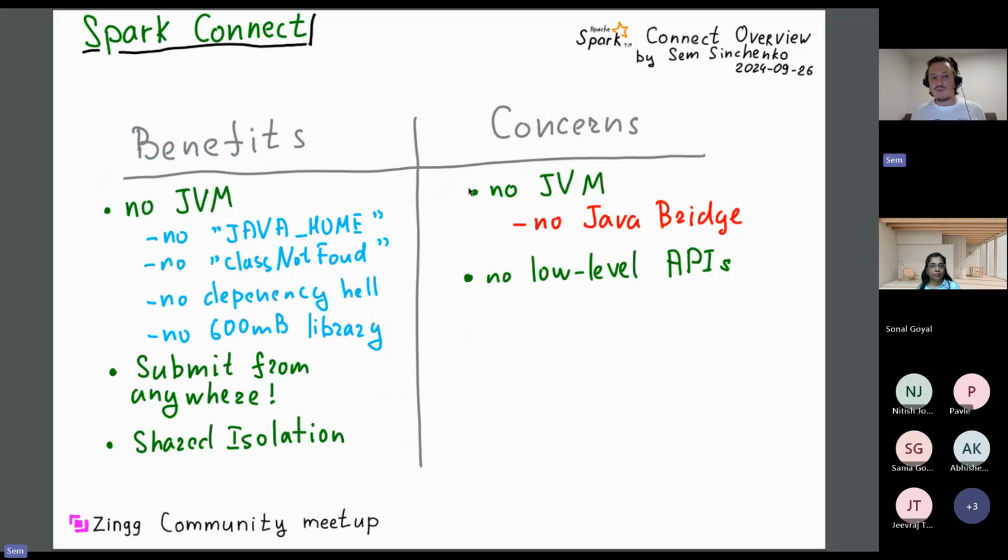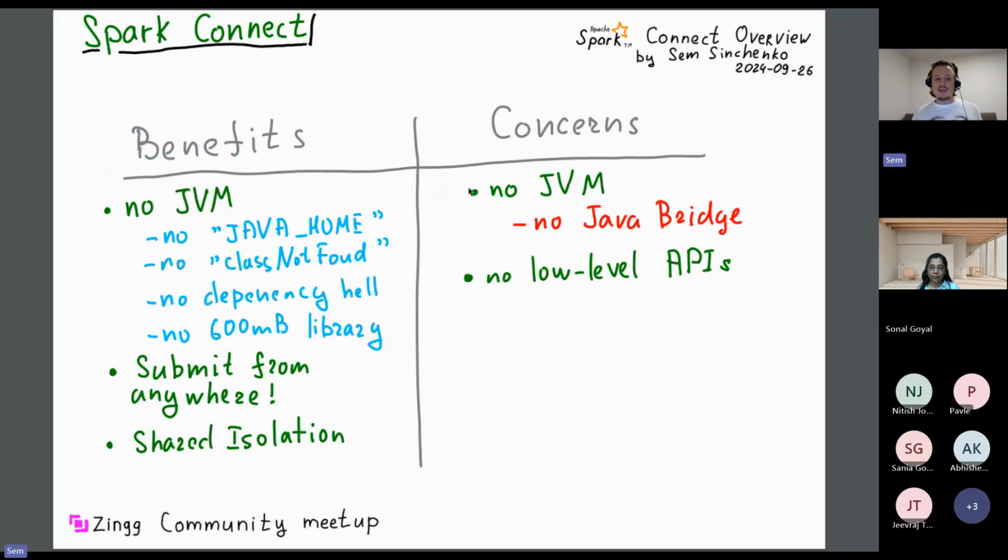No Java home, no class not found exception, no dependency hell, no huge Python libraries of 600 megabytes, no need to have all the jars, all the configurations on your local server. You can submit your task from anywhere.